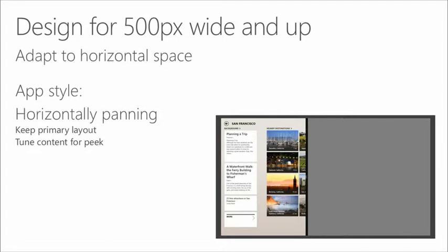So what are some of the strategies I can think about for designing for 500 pixels and up? Well, the first one is just adapting horizontal space. So if I've got a horizontally panning app, I can just keep the primary layout. Like we saw with the sports app, it horizontally pans, and at 500 pixels and up, it just works exactly the same, right? You just pan to the right, and they did a little bit of tuning, like to make sure that the peek always lined up so I could see that there was more content and kind of inviting me to go see that more content. But you could see just from that particular app, horizontal panning and adjusting that width for 500 pixels and up, it was really easy. I really didn't have to do a whole heck of a lot.